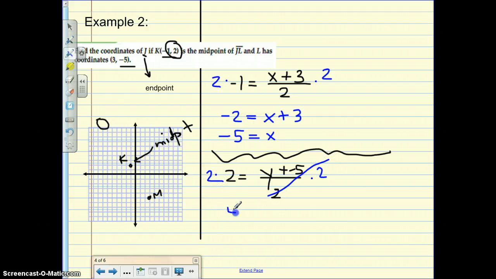We're left with 4 equals y plus -5, or y minus 5. We add 5 to both sides, so y equals 9. And if we're at -5, 9, I would say that absolutely looks like we're right on track. So check for reasonableness definitely works. So our other endpoint is -5, 9.